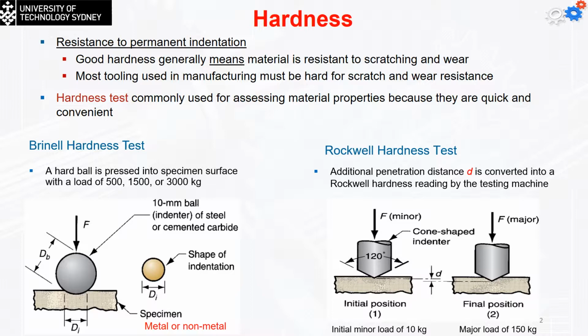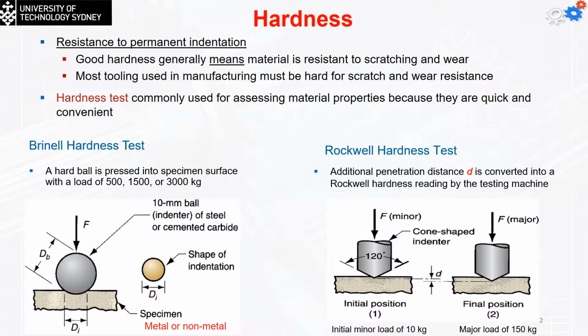On the other side, Rockwell decided instead of using the ball shape, he decided to use a wedge shape. Okay, so he started to have a cone shape indenter instead of the ball shape indenter, and the testing is going to be in two stages.